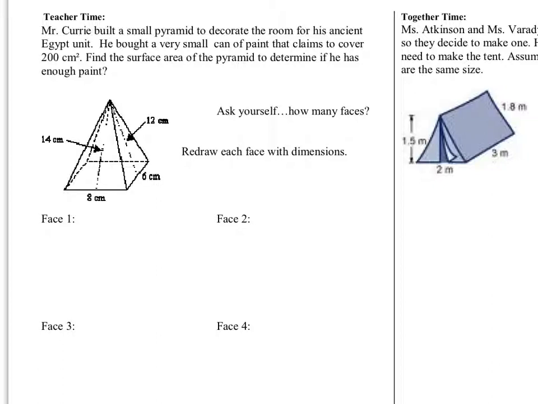And the first thing that we always need to ask ourselves to make sure that we're drawing the right number of faces is, how many faces are there? 5. Okay, so this is just like the rectangular pyramid that we saw during our do now, and it has 5 faces. So we need to redraw each of the faces. Which face would you like to redraw first?